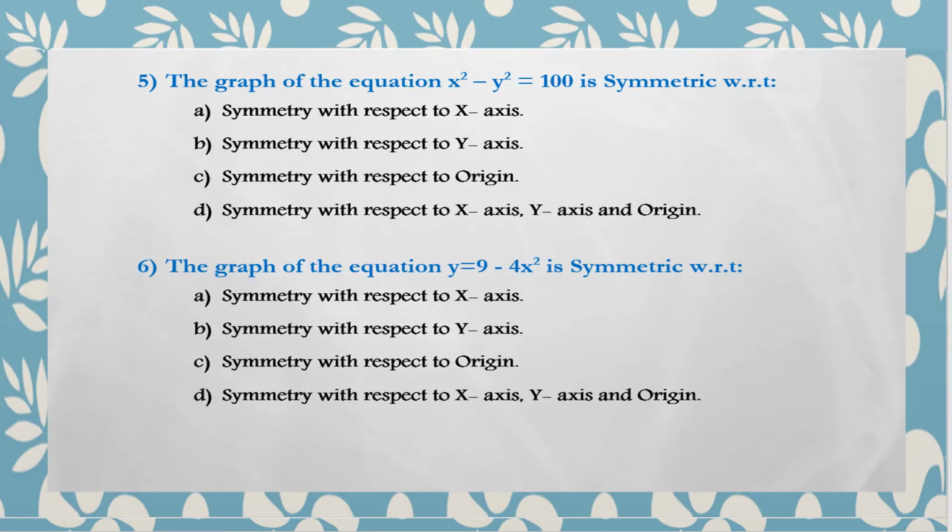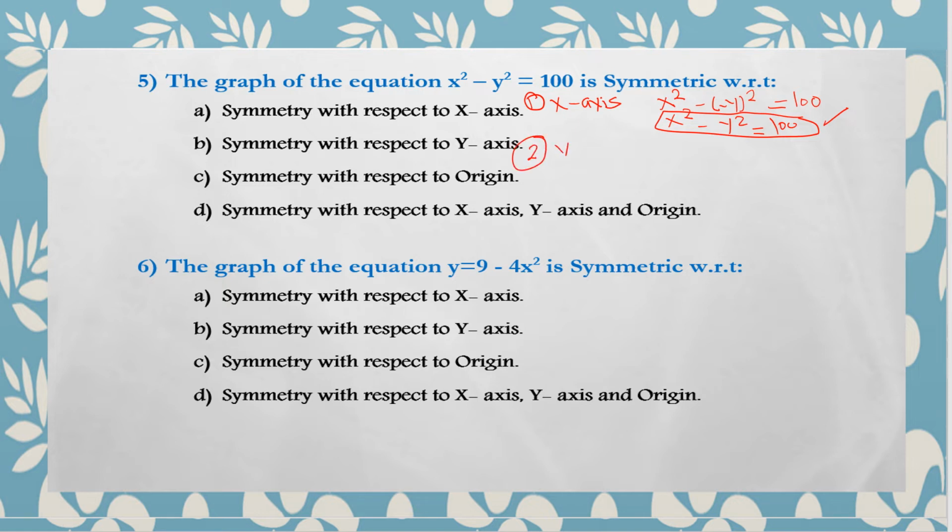Question 5. The graph of the equation x squared minus y squared equals 100 is symmetric with respect to, first for the x-axis, and here by replacing again the value of y with negative y. So this equals x squared minus negative y squared equals 100. So x squared minus y squared equals 100, and this is the same or equivalent to the original equation. So this is symmetric with respect to the x-axis.